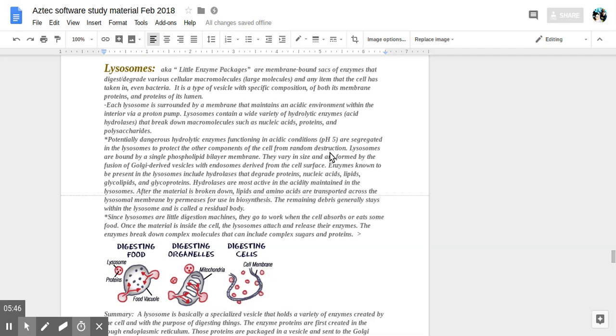Enzymes known to be present in the lysosomes include hydrolases that degrade proteins, nucleic acids, lipids, glycolipids, glycoproteins. So glycoproteins are proteins with sugar groups. Lipids are fats with sugar groups. Hydrolases are most active in the acidity maintained in the lysosomal environment. After material is broken down, lipids and amino acids are transported across the lysosomal membrane by permeases for use in biosynthesis.